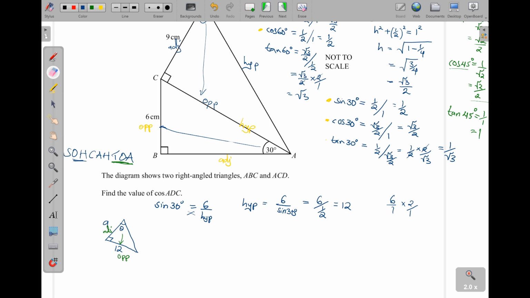Now cosine is going to be the adjacent over hypotenuse, this hypotenuse here. So we need the hypotenuse. That means our hypotenuse using Pythagoras theorem is going to be the square root of 9 squared plus 12 squared. Okay. 9 squared is 81 plus 144.